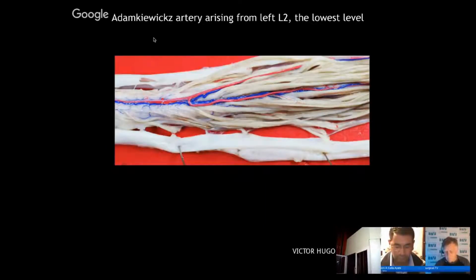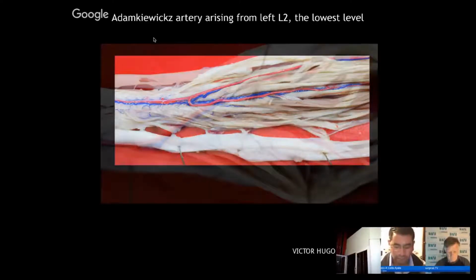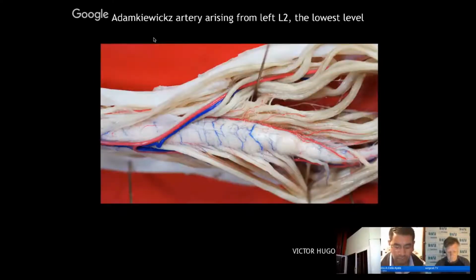So the lowest level, as you can see in this picture, is arising from left L2. This artery was the lowest. Left L2, the lumbar 2 radicular nerve. This is a lateral view of this artery. We are displacing the nerve roots, and you can see in this picture the posterior spinal artery.